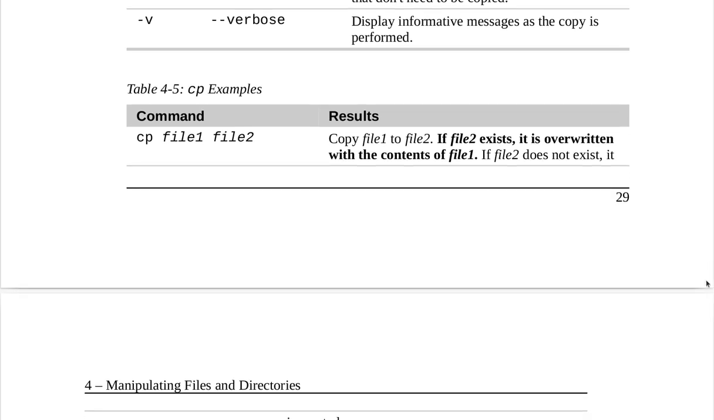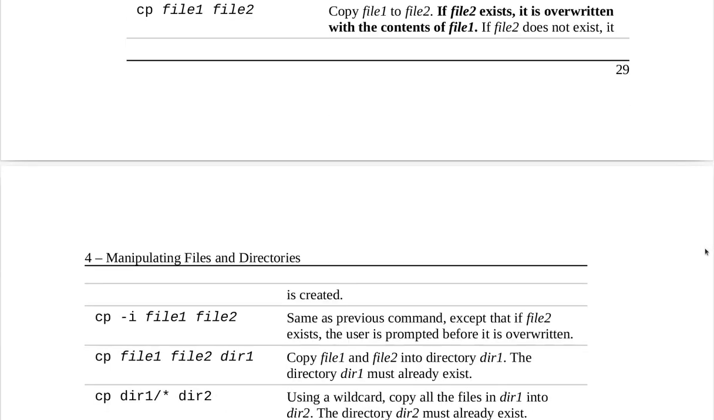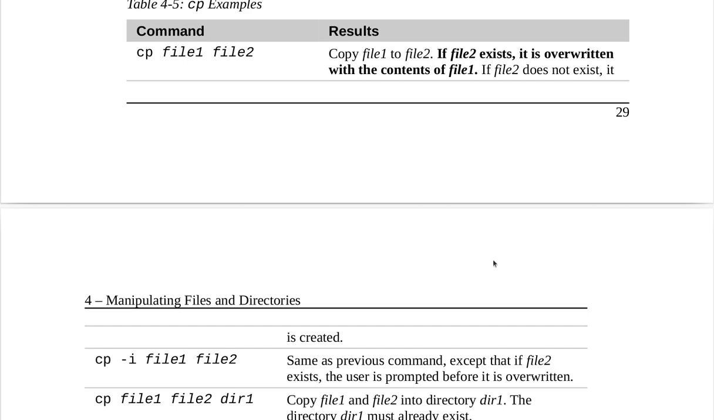cp examples. Okay, so that's table 4-5. cp file1 file2. The result is to copy file1 to file2. If file2 exists, it is overwritten with the contents of file1. If file2 does not exist, it is created. So be careful, because you don't want to overwrite something you don't want to overwrite.